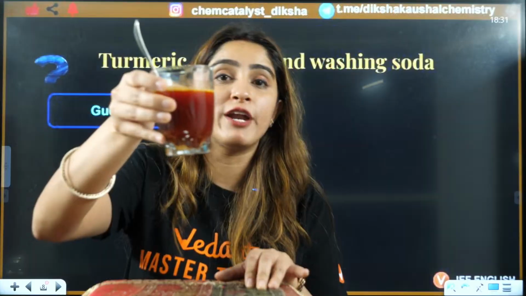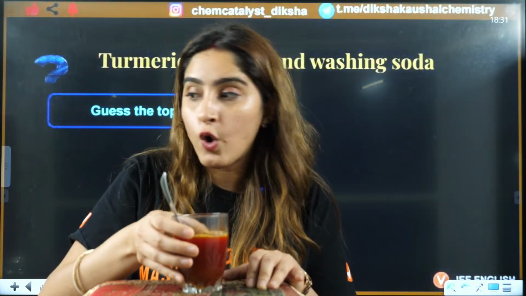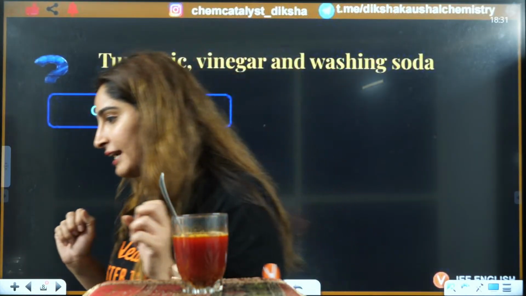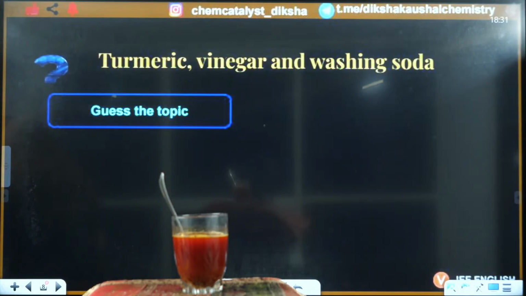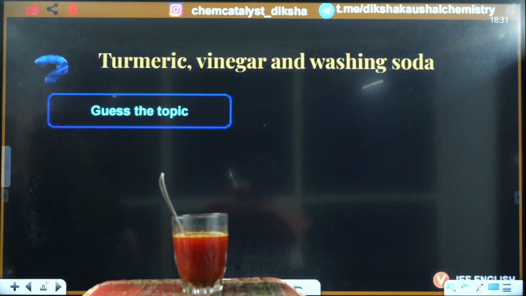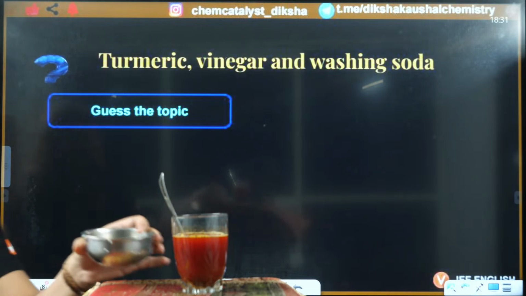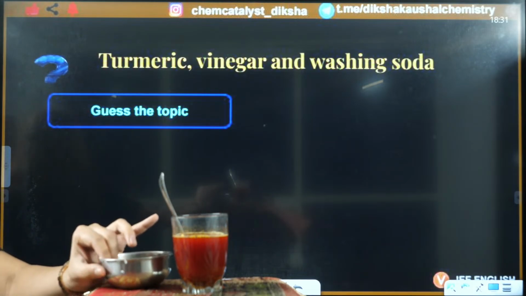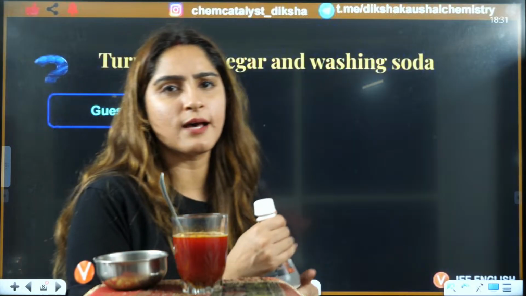That's why you have red color. Now, if you want to take that red color out, what you can do is wash this here. In this, I will add some vinegar.